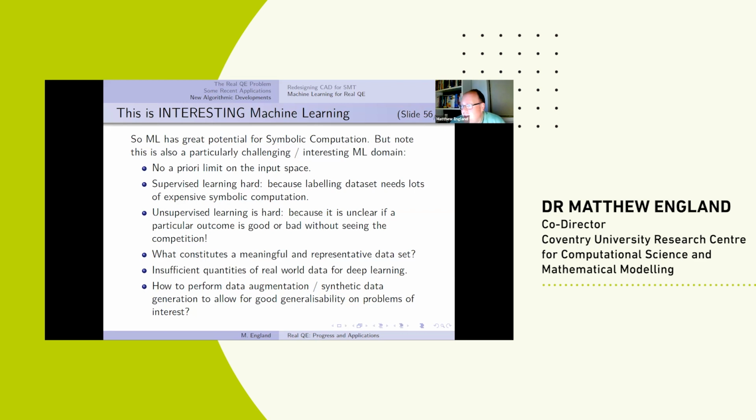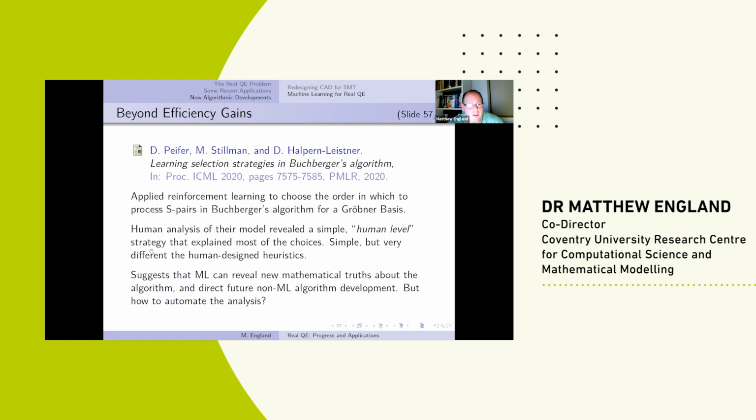But unsupervised learning is hard too, because if you just run something once and you get an answer, unless you have anything to compare it against, then you have no real idea as to whether that answer is a good answer or a bad answer. And then there are also really hard questions about what constitutes a representative and meaningful data set. So these are really tricky questions, and that's why I have several PhD students trying to think about them.